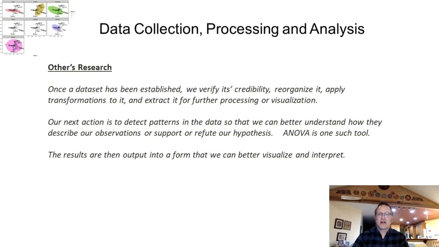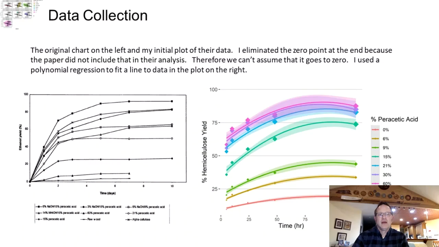That way, once you've transformed it, the results you get from, say, a literature review, you can visualize and interpret them in the context of your own hypothesis. So just an example, here's a chart on the left and my plot on the right. I eliminated going to the intercept of a zero origin simply because in the research paper they hadn't explained or demonstrated that they'd actually taken a zero sample. So you can't assume that it's necessarily going to go to zero.